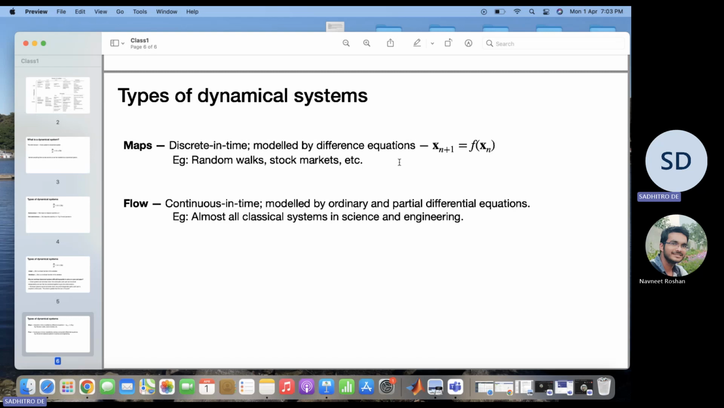And how do we model flows? We use ordinary and partial differential equations. So in today's lecture, we will study flows in one dimension, which is the simplest case of a flow. And we will see what fixed points are and how one can solve a flow, even if you're not able to find an analytic solution to the ordinary differential equation. All right. So let's move ahead with this.